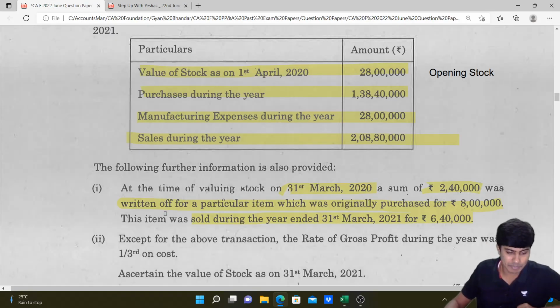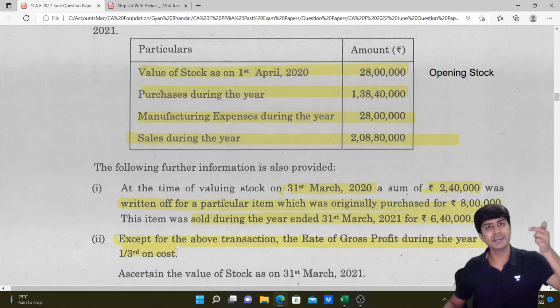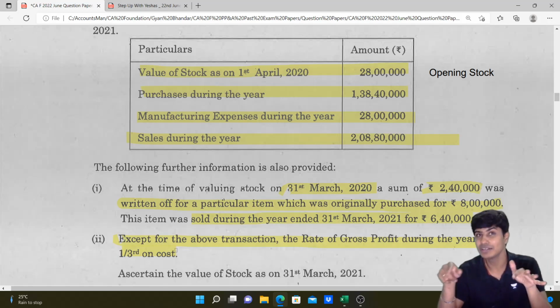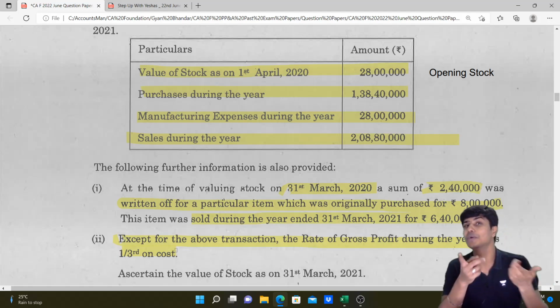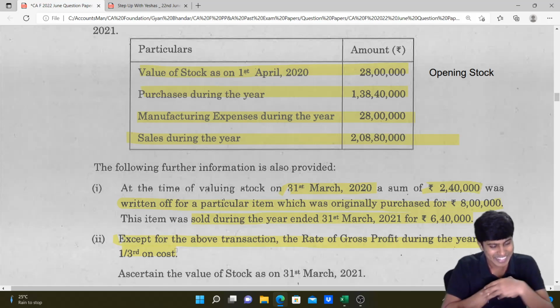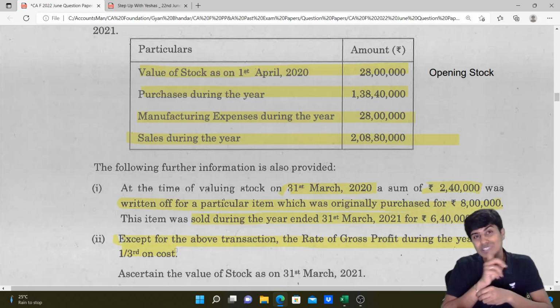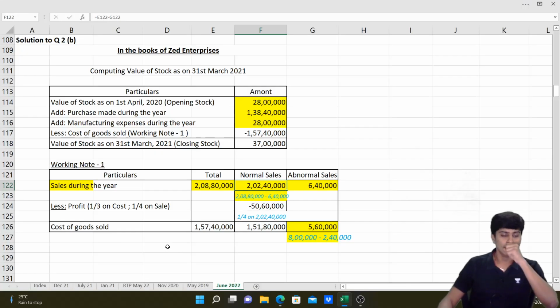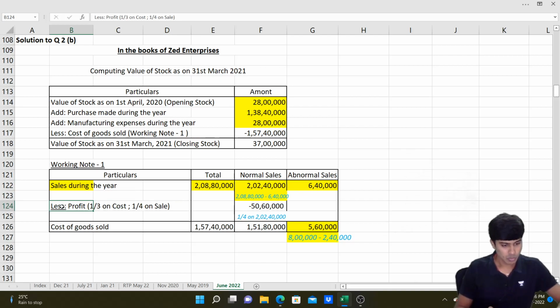Further, they have told that except for the special item, the rate of gross profit for the year is 1/3 on cost. If it is 1 by X on cost, on sale it will be 1 by X plus 1. Remember that logic that we had discussed? Same thing. It is 1 by 3 on cost. So on sale it will be 1 by 3 plus 1, it will be 1 by 4. See here, profit is 1 by 3 on cost, so 1 by 4 on sale.